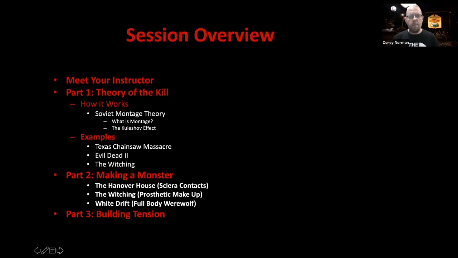Now, once we've gotten through part 1, part 2 is a segment I like to call Making a Monster. We're going to look at the creation of 3 different monsters throughout my work. We have a more standardized possession from the Hanover House. Folks notoriously will ask, how did you make the actor's eyes all black? So I wanted to give you an inside look at the black sclera contacts that we utilize. It's a little cringy to watch the actor put it in, but this is a horror workshop, so we are going to take a look at that.